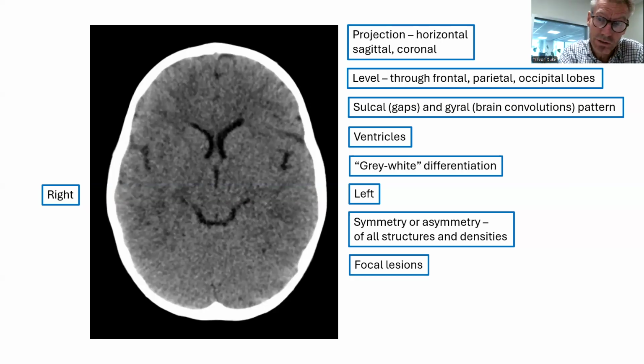So this, for example, is a horizontal CT that cuts through the frontal lobes, the parietal lobes here, and the occipital lobes posteriorly. It's not low enough to see the cerebellum or the base of skull, or the temporal lobes, for example, and you see the ventricles again at a certain level. At different levels, they are of different sizes and a different shape. So you need to know the level through which the CT image is being done. You need to know the projection, whether it's horizontal, sagittal, or coronal.